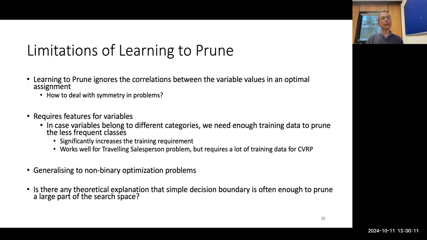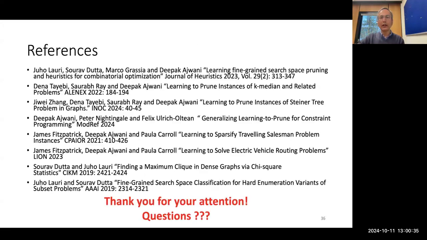And lastly, I haven't found any theoretical explanation that would prove that actually simple decision boundaries are often enough to prune large parts of the search space. In our experiments, we find that this is often the case, but I would like to see a theoretical explanation for this phenomenon. So with this, I come to the end of this talk. Thank you all for your attention, and I'm happy to take any questions.